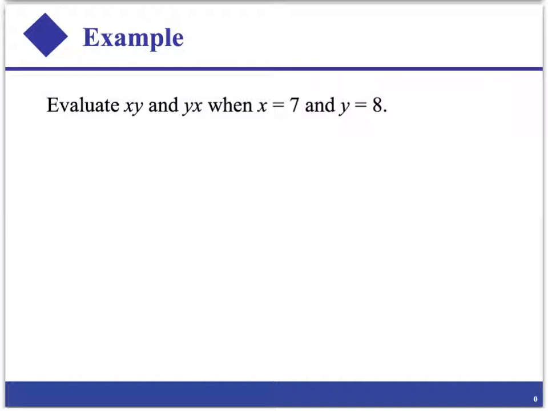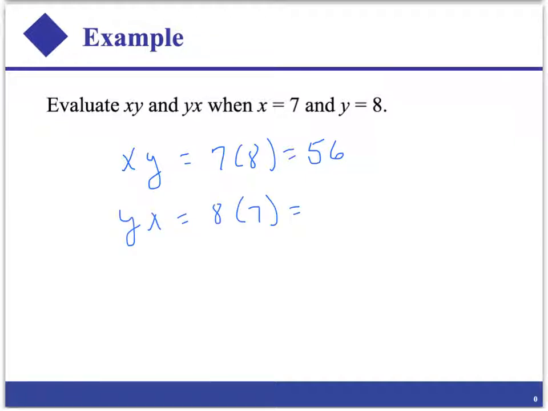Now we're dealing with multiplication, and we're going to plug in. They're just showing you that it's commutative, that you can rotate them in different orders, and the operations are still the same. So x times y, 7 times 8, is 56, or you can say y times x, which is 8 times 7, is still 56. It doesn't change it.